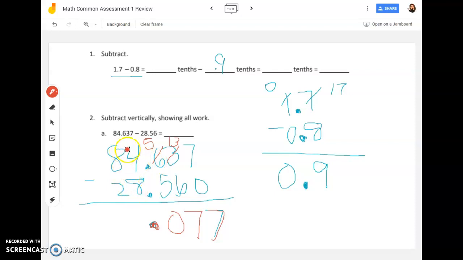4 minus 8. Can't do that, so I must borrow again. My 8 goes down to a 7. My 4 becomes a 14. 14 minus 8 is going to give me 6, and 7 minus 2 is going to give me 5.